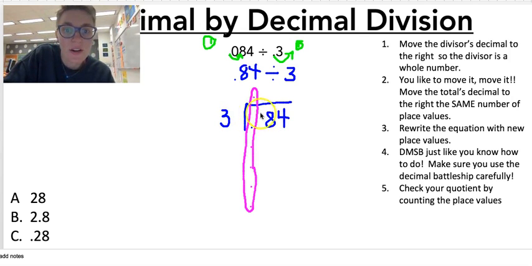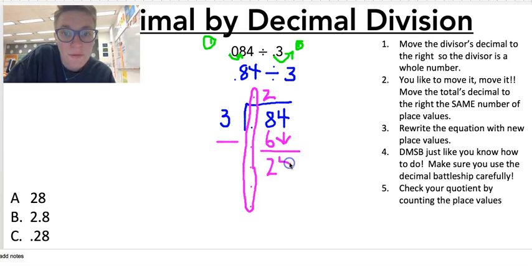So how many 3's are in 8 tenths? There are 2. 3 times 2 is 6. I'm going to subtract. I get 2 as a remainder. I'm going to bring down my 4. How many 3's are in 24? If I count by 3's, I can do it 8 times. So I should get 0.28. So I want to actually check to make sure this makes sense. I get 0.28. That's because this answer was in the hundredths. So my answer should be in the hundredths.